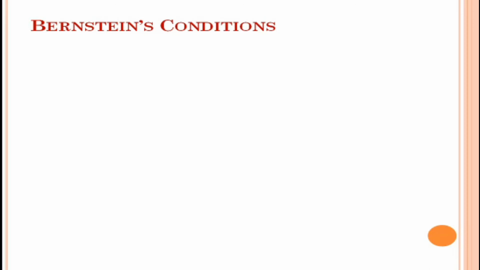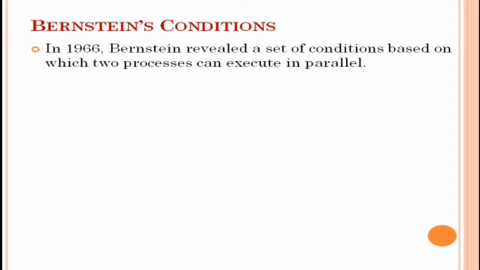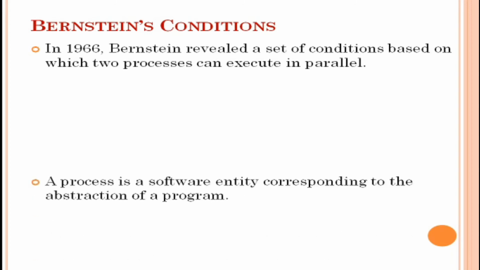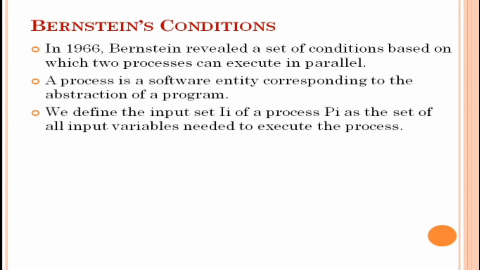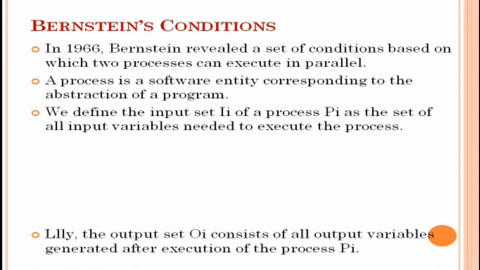Now going to Bernstein's conditions. So what are these Bernstein conditions? In the year 1966, Bernstein revealed a set of conditions based on which two processes can execute in parallel. A process is a software entity corresponding to the abstraction of a program. Here we define the input set I of a process P as the set of all input variables needed to execute the process.